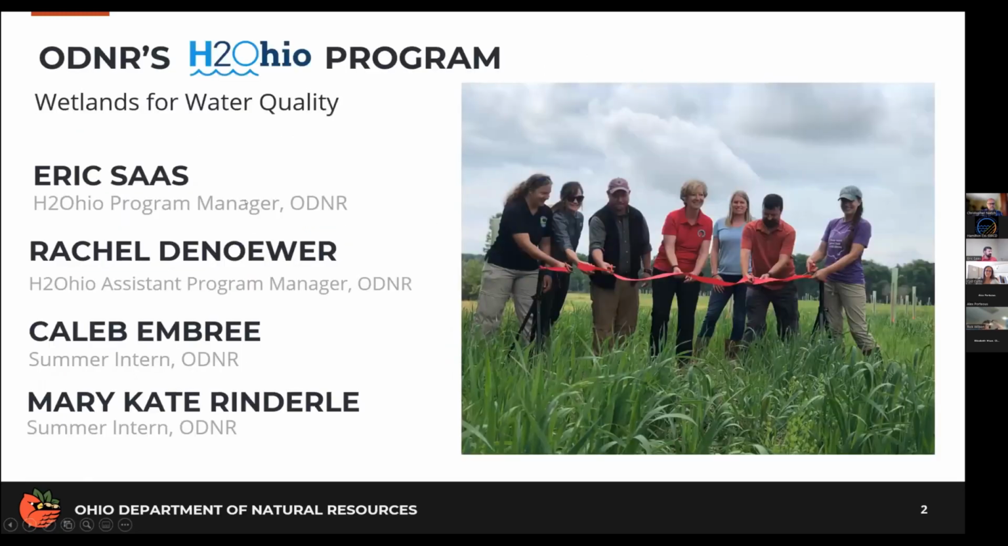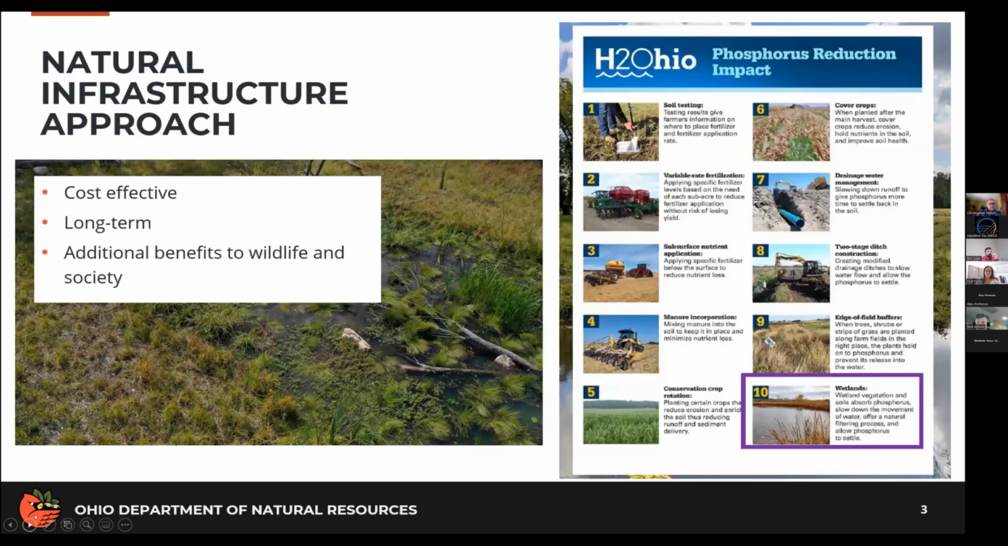So I'm the program manager for ODNR's H2 Ohio program. I work with Rachel Denauer and 2 summer interns currently. And we take a natural infrastructure approach. I think this is very similar to what Rick and his shop is working on through their nonpoint source 319 program. We look at wetlands and floodplain reconnection, dike to coastal wetland connection, forested riparian buffers. We consider all those things within that umbrella of natural infrastructure.